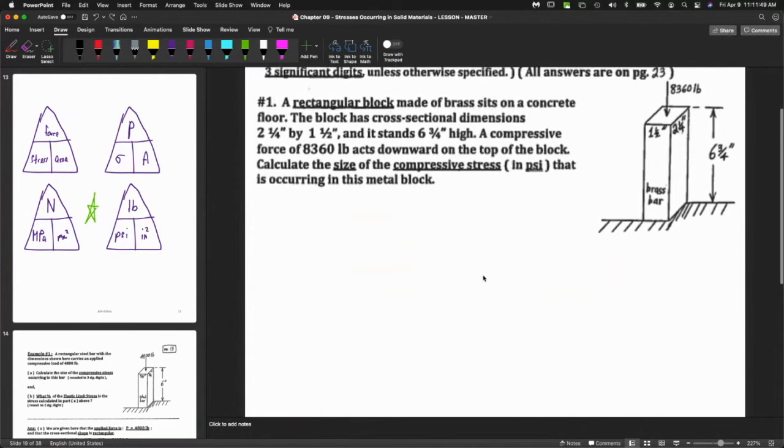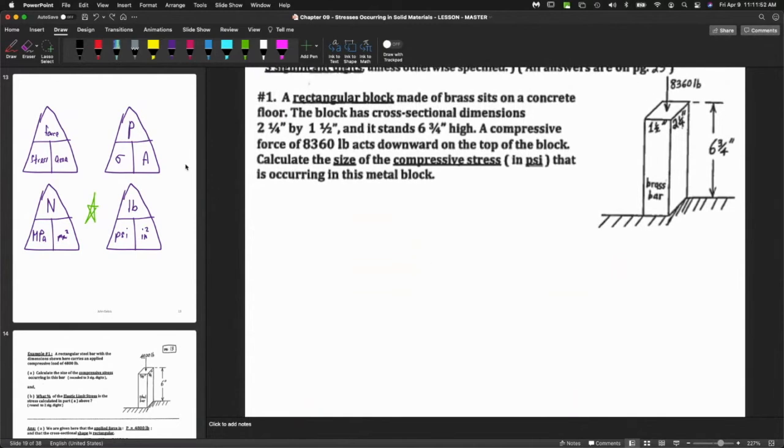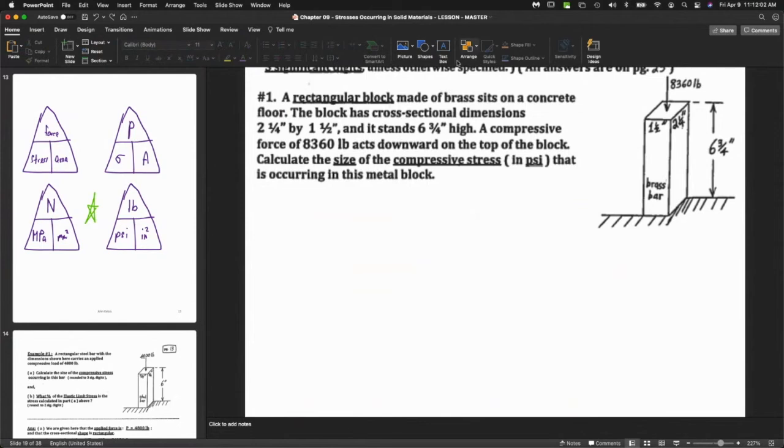So we're asked to find the stress. Based on this triangle here, you can write down the formula for the stress. Stress is equal to force divided by area. That's literally how the setup is. So let's write that here.